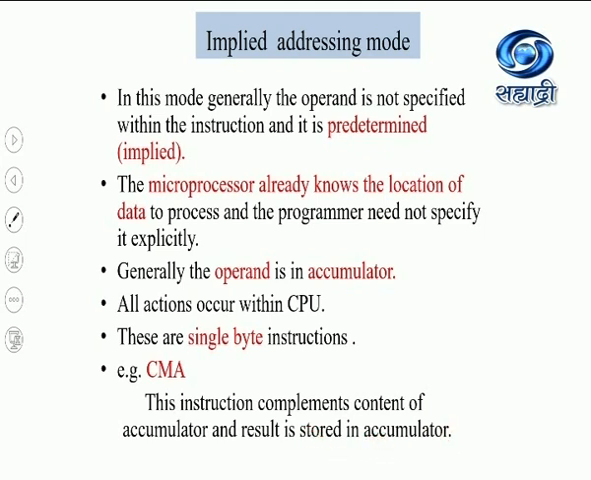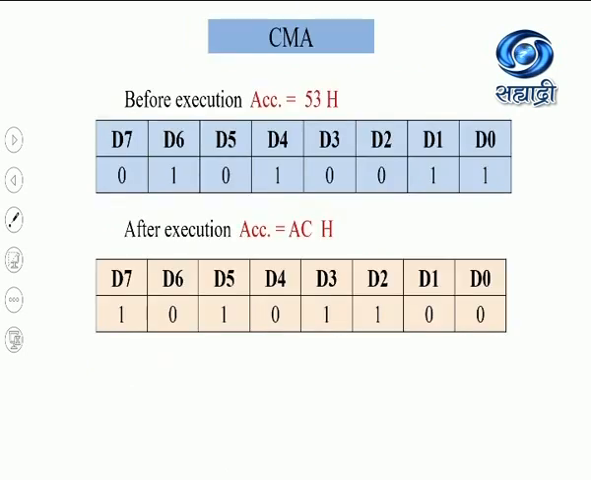So we are going to learn these instructions in the instruction set, but here I am taking a particular instruction as an example. Now, before execution, suppose accumulator contains 53H. As we know, accumulator is an 8-bit register. So these are the 8 bits of accumulator, and here this is 0101, that is 5, and this is 0011, this is 3. So these bits are stored in accumulator.